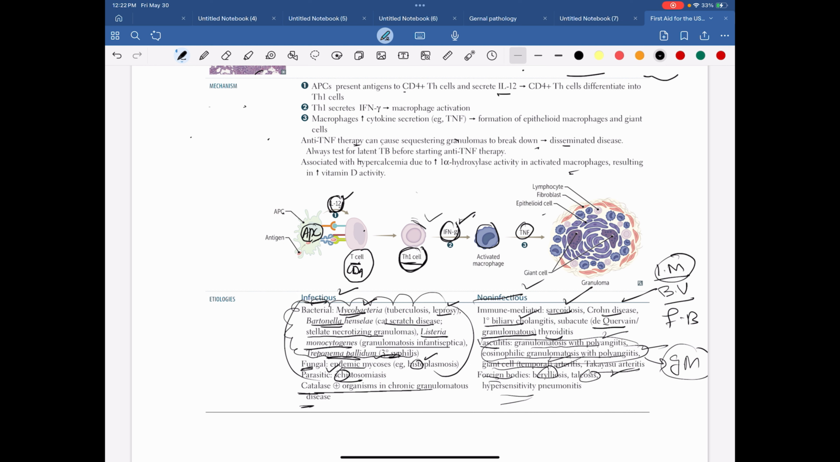Non-caseating has no central necrosis, and the causes include immune mediated, vasculitis and foreign bodies. Then we have caseating. In caseating we have central necrosis, and the causes include bacterial causes, fungal causes, parasitic causes and catalase positive organisms. So these are the examples of caseating granuloma. Then you have to remember a very important thing: the steps involved in granuloma formation, because in the exam they are going to ask these steps. You have to remember these steps. So this is about granuloma formation.